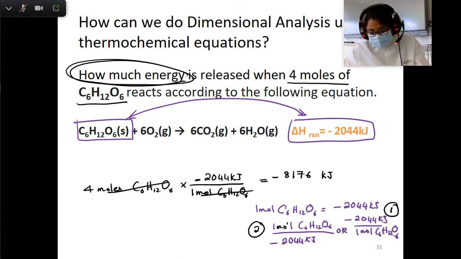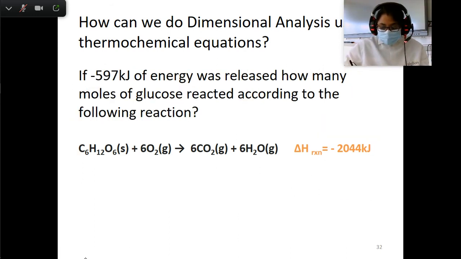All right, don't get lost. Read the problem carefully. Then look at the two things that you have to look at, the energy term and the compound in the problem. Then you make it equal to each other. Then you write two conversion factors, and then you solve for the unit you want. Okay, super simple. Let's do this question.